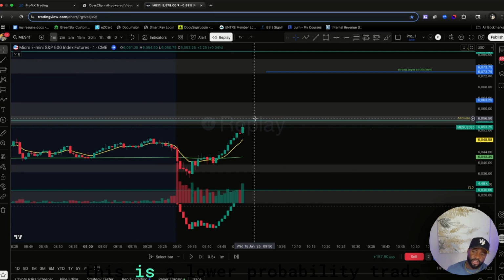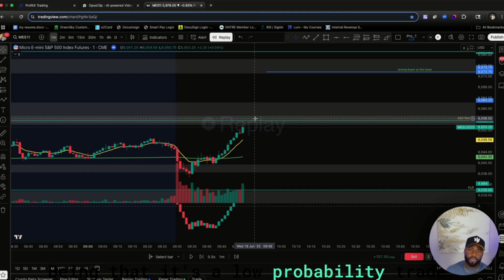Now, this is a lower probability trade because we're at the mid-range. I really don't like to trade at the mid-range, but there is some profit to be taken if we have the right price movement. Cool. And especially if we have another setup that reveals itself, then that might be something I'm interested in.